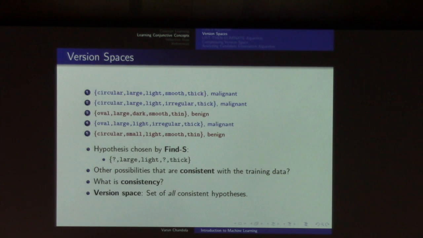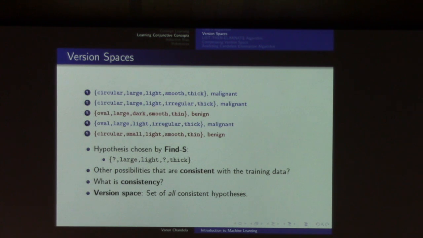But it turns out there could be other hypotheses as well which would be consistent with this training data. Since Find-S searches in one direction, it only gets to one, but there could be others as well. There are all these hypotheses which are consistent right now with this training data. We call them a version space. It is the set of all consistent hypotheses. So now, since you only have partial training data, what we have understood is that we might not be able to reach the target concept.